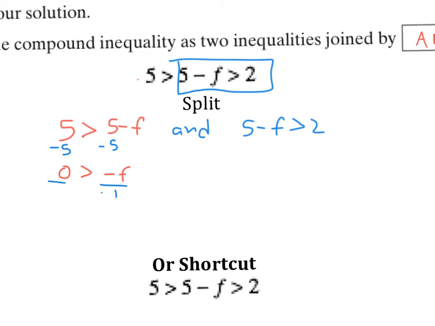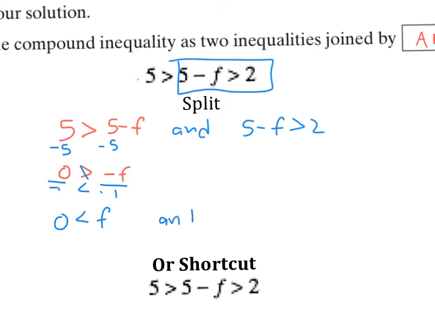So I do have to do a switch on that symbol. Notice 0 divided by anything is still 0, so that doesn't change the value there, although the direction changed right there. So it is now less than. So here's one situation. F is greater than 0.